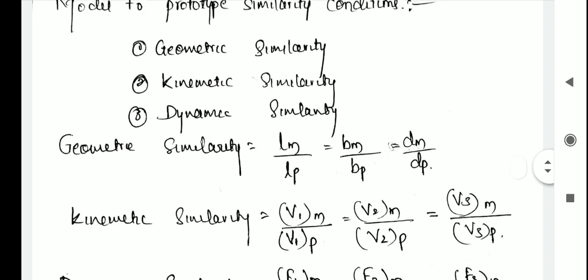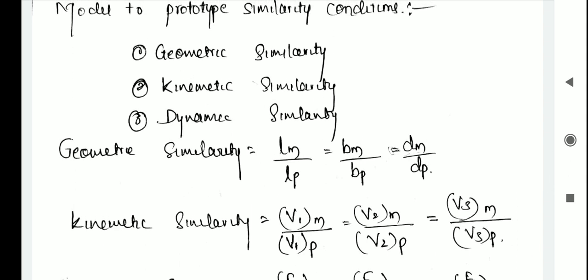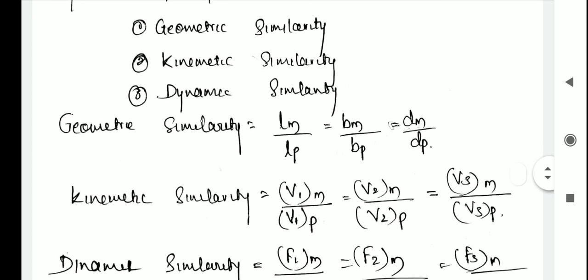Next we move on to geometrical similarity. It is a similarity of form or shape. Two systems, the model and the prototype, are said to be geometrically similar if the ratios of all corresponding linear dimensions of the systems are equal at all the points. It is called geometric similarity.